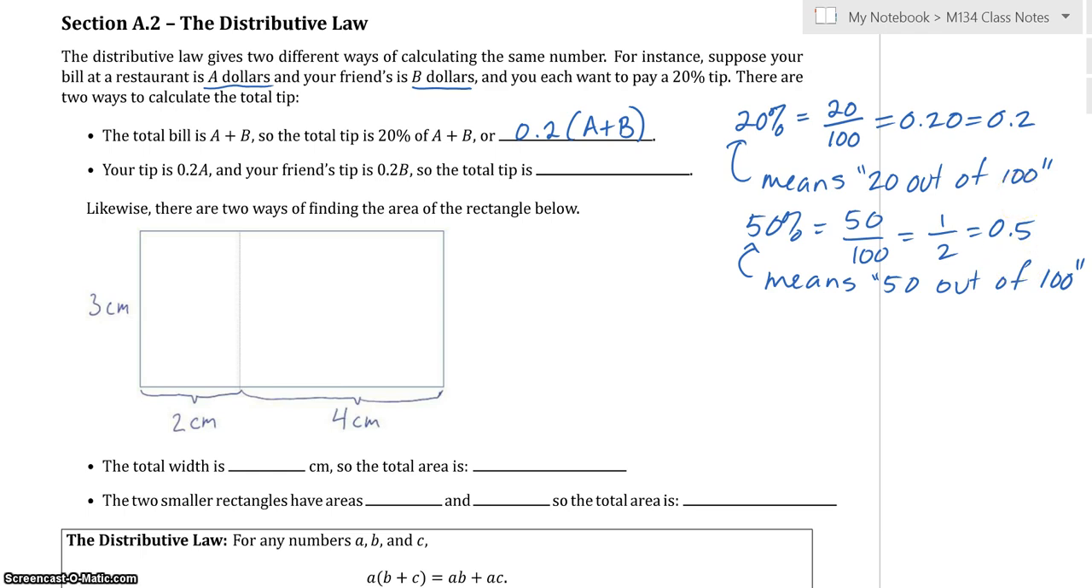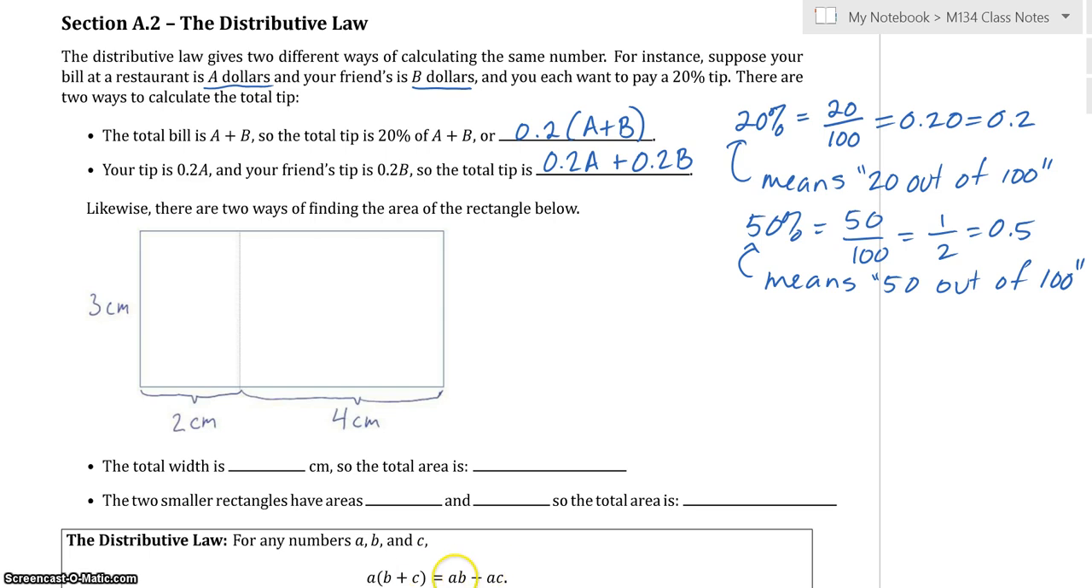The second way of calculating the tip is to look at each bill. So say you want to figure out 20% of your bill. So it'd be 0.2 times A. Then we're going to add that to your friend's tip, which is 0.2 times B. So that means that these two things are equal.